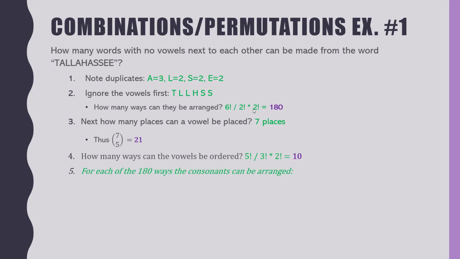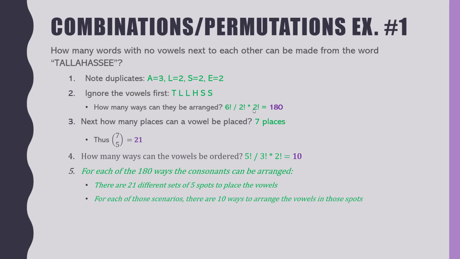So for each of the 180 ways the consonants can be arranged, there are 21 different sets of 5 spots to place the vowels, which is what I just said. For each of those scenarios, there are 10 ways to arrange the vowels into those spots. So there are 180 times 21 times 10 ways to arrange Tallahassee without having any vowels next to each other. We're dealing with everything in there, permutations, combinations, product rule, everything, right? And the answer is 37,800, right? What questions do we have about that?